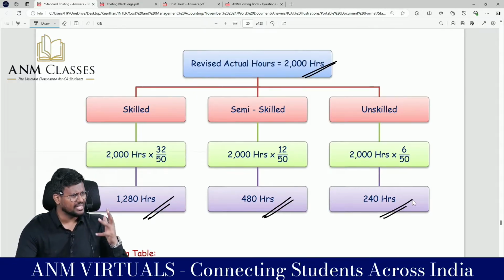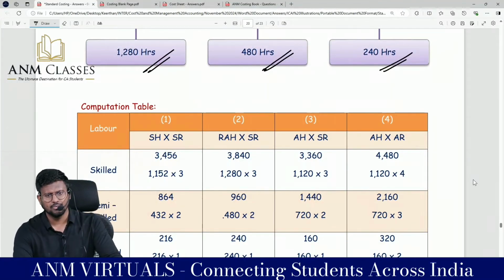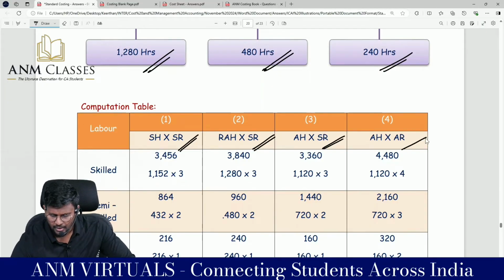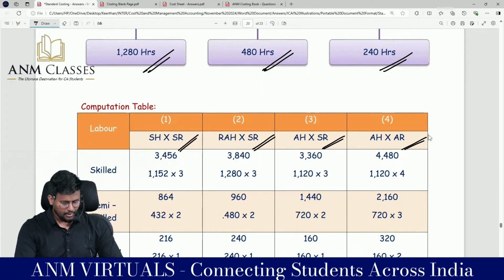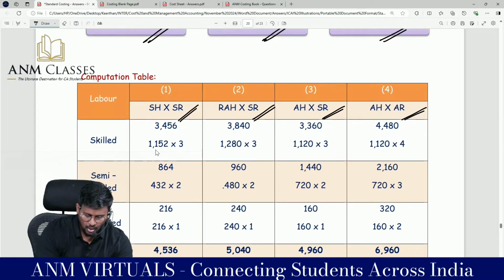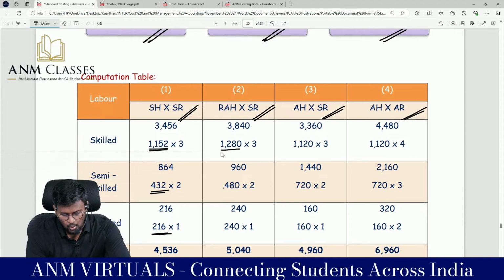Sir, everything is ready. Now I am moving to the computation table. It's a column approach. Standard hour, revised actual hour, actual hour, and actual rate. Skilled, நீ question பார்த்து hours சொல்லு. Standard hours 1152, 432, 216. Comfortable? Sir, revised actual hour 1280, 480, 240.